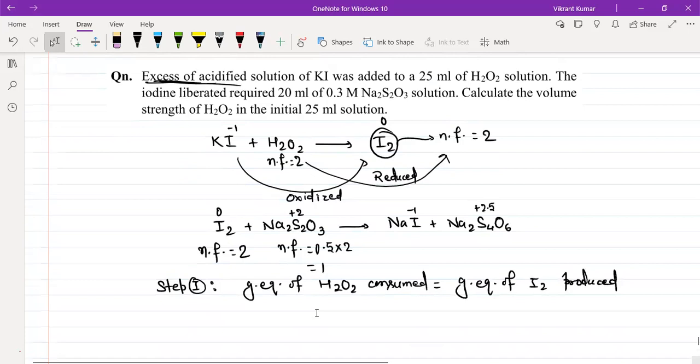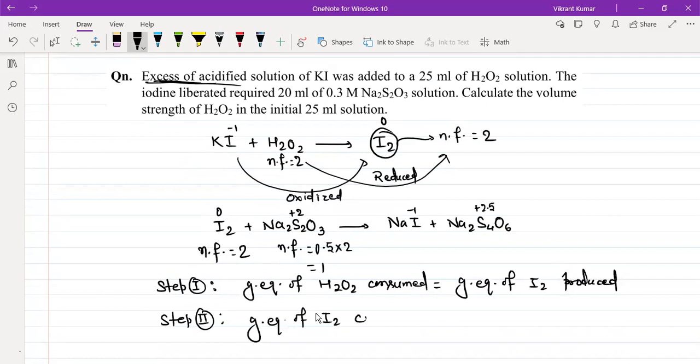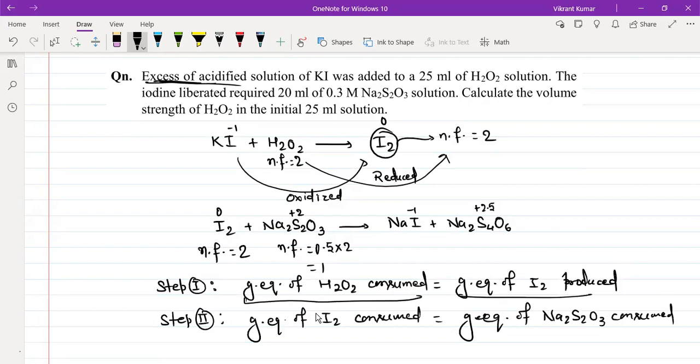And then in step 2, that I2 produced is reacting with Na2S2O3. So we are saying in second step, gram equivalents of I2 consumed will be equal to gram equivalents of Na2S2O3 consumed. है ना, simply this is law of chemical equivalence, में कुछ भी नया नहीं किया, बट जो नया है वो ये है कि first time I told you कि this will be equal to this, और यही जो produce हुआ यही तो इधर consume हो रहा है. सो अगर ये दोनों चीजें बराबर हो जाती हैं तो फिर ये दोनों चीजें भी बराबर हो जाएंगे.